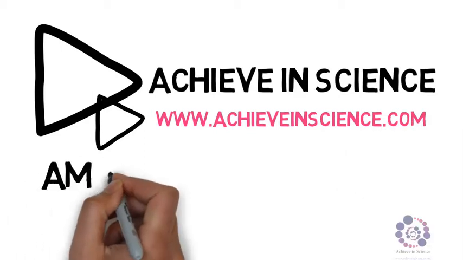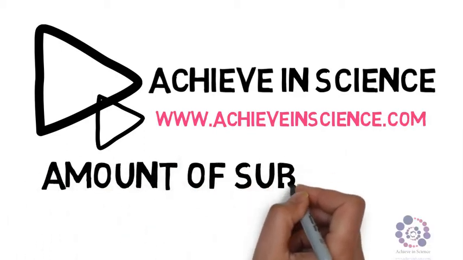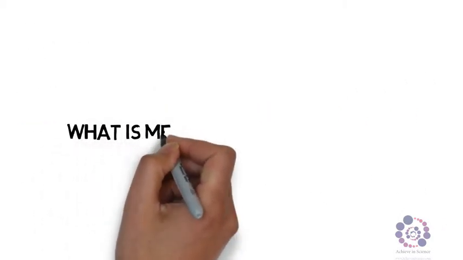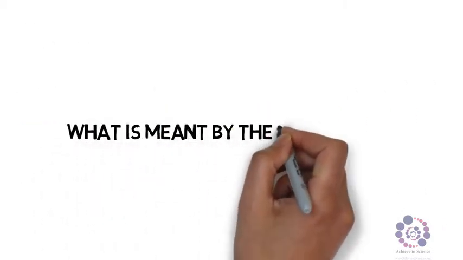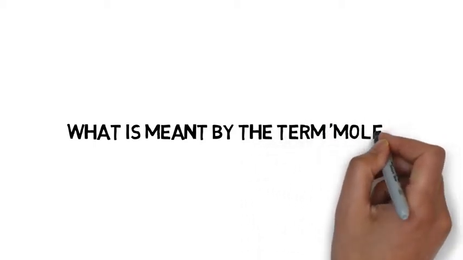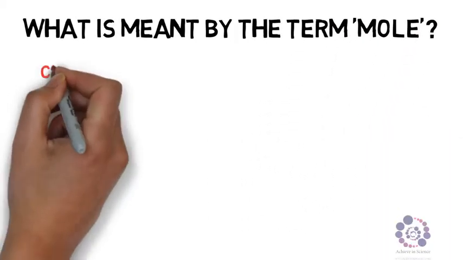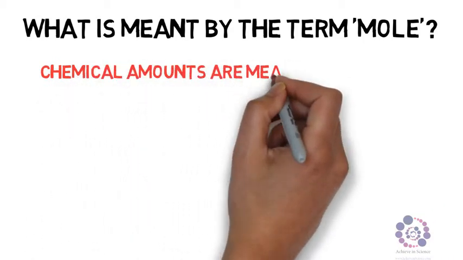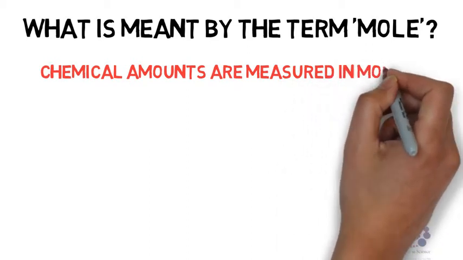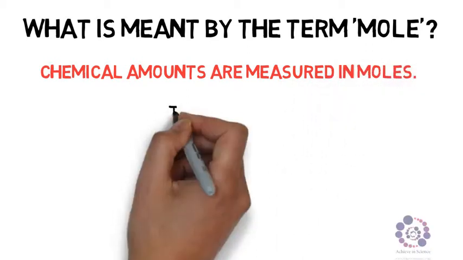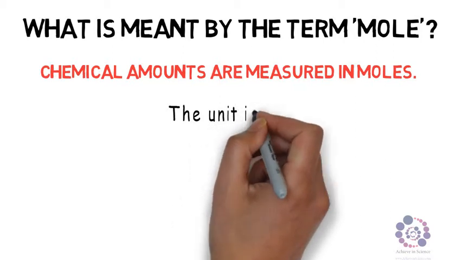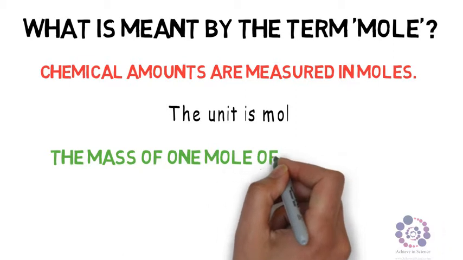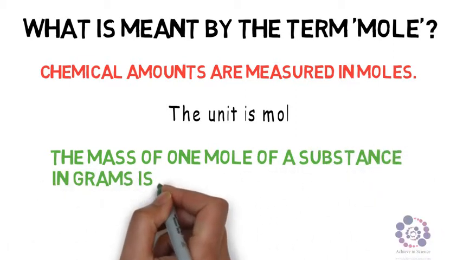This video is going to look at the amount of substance. First of all, let's deal with what is meant by the term mole. You will hear the term mole quite regularly within chemistry. So, chemical amounts are usually measured in moles, and they are given the symbol mol. Now, the mass of 1 mole of a substance in grams is numerically equal to the relative formula mass.